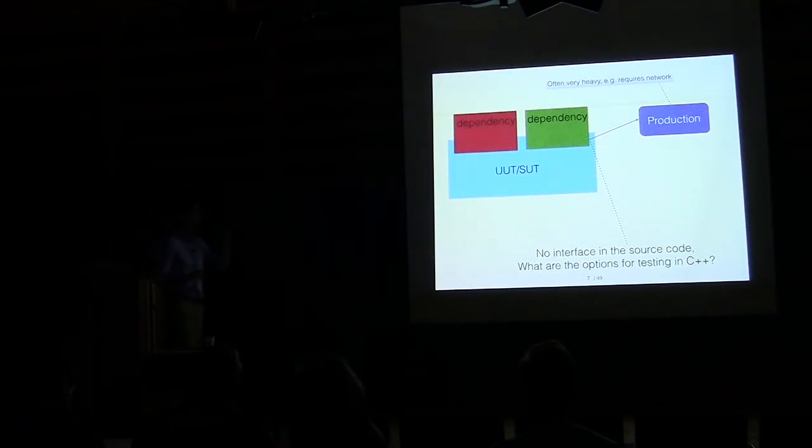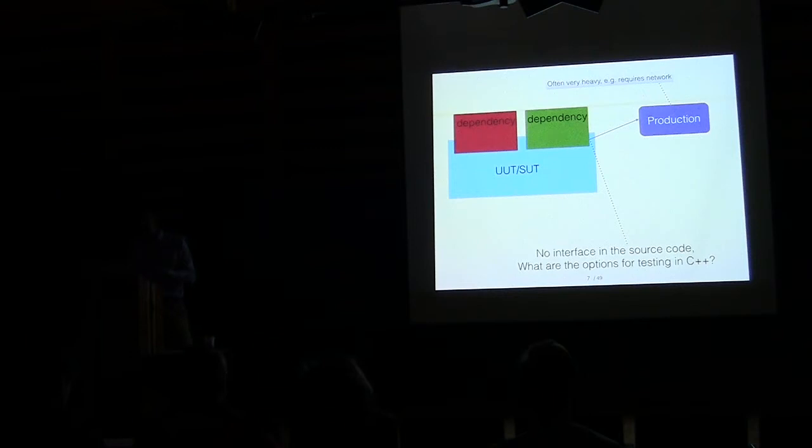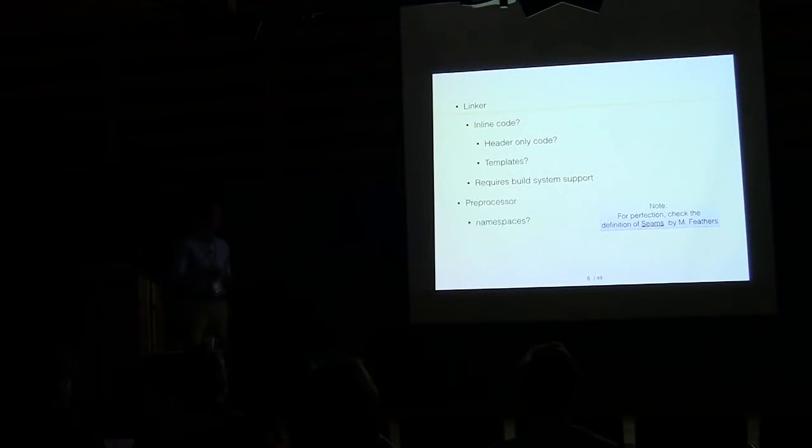So let's get back again to this. What happens when you have no explicit interfaces in your source code? So this is what happens when the programmer did not have testing in mind. This is something like when the programmer calls a global function. This is a wired-in dependency. There are no interfaces. So how can we test in such situations? We could use, for example, the linker to help us. We could use the preprocessor. But both of these techniques have their own disadvantages.